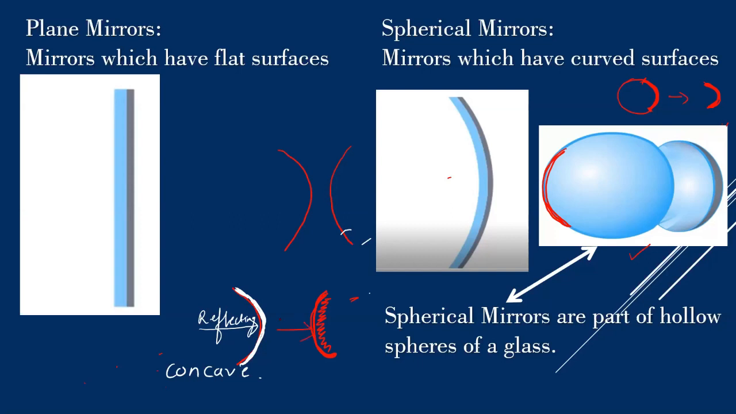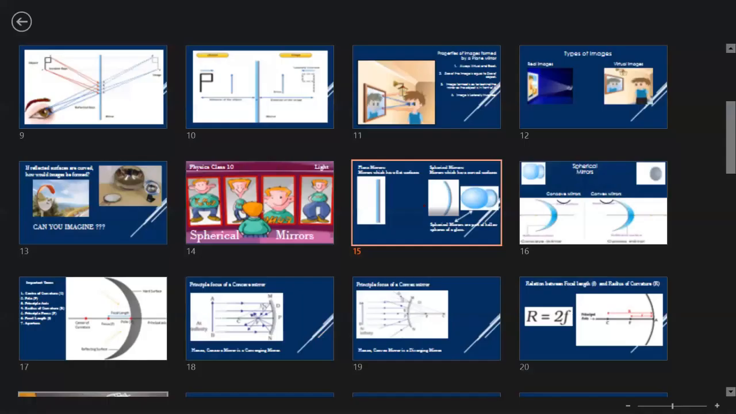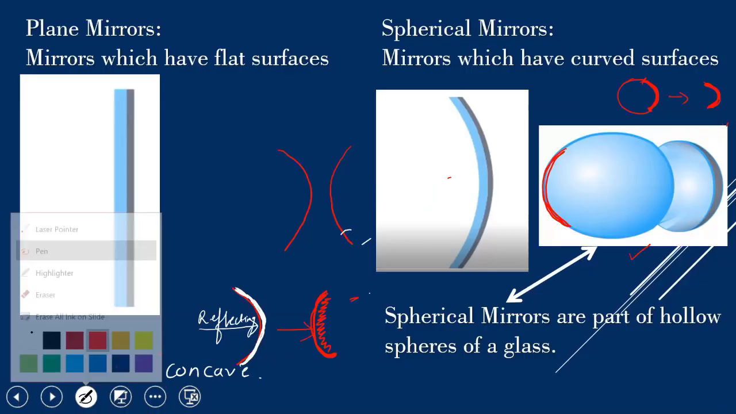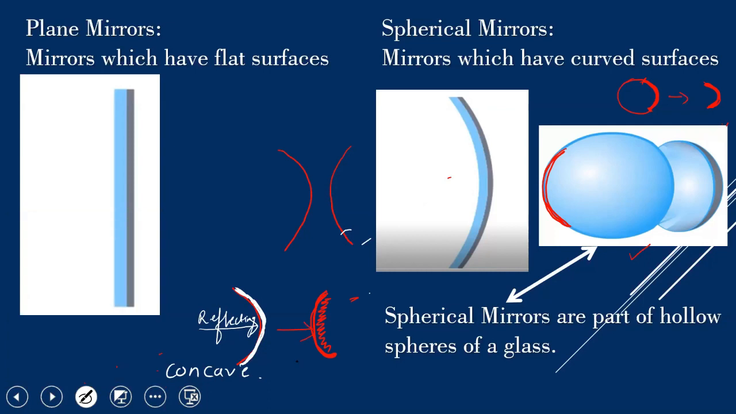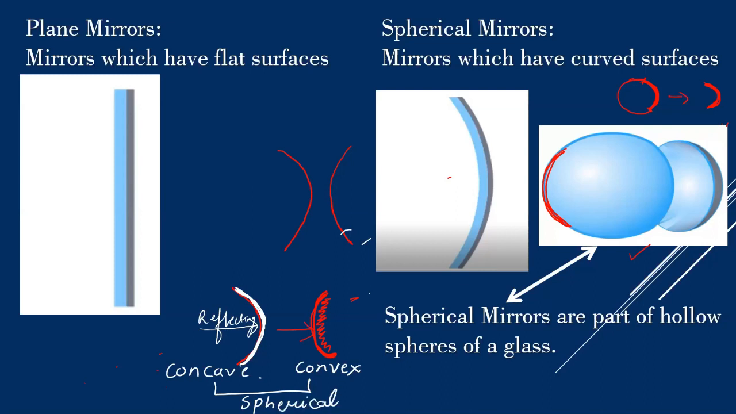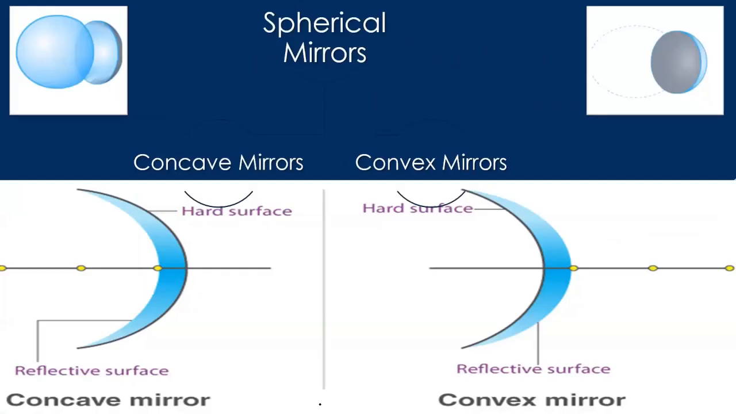Okay. If you observe, the reflecting surface is bulging out. Whenever the reflecting surface bulges out, that type of mirror is called a convex mirror. So these are the two types of spherical mirrors that we are going to study. One is concave, another is convex. Over here on the left side, you have a concave mirror. On the right side, you have a convex mirror.